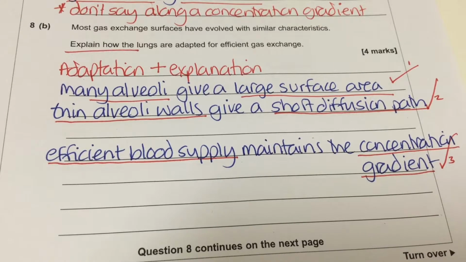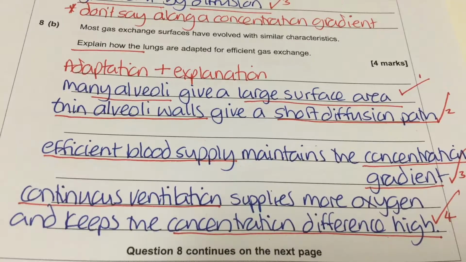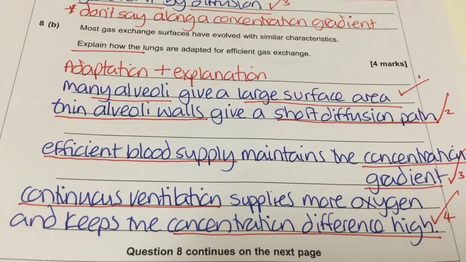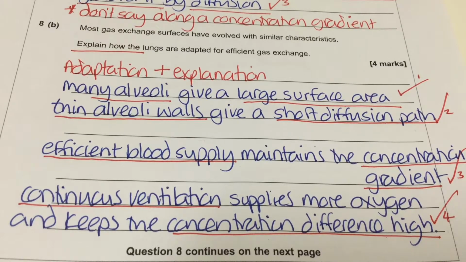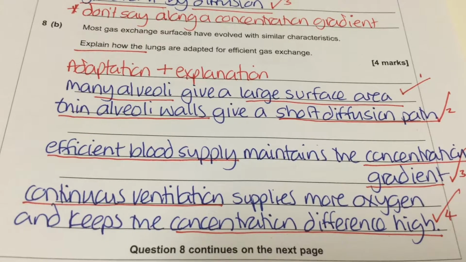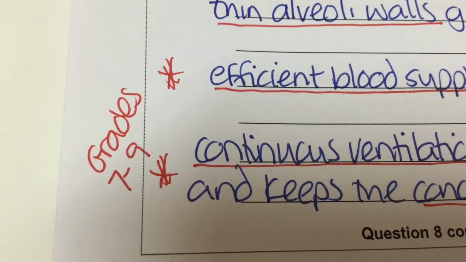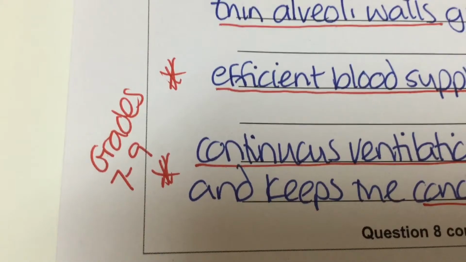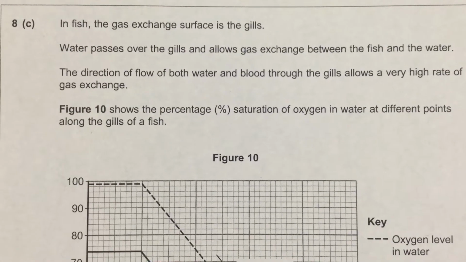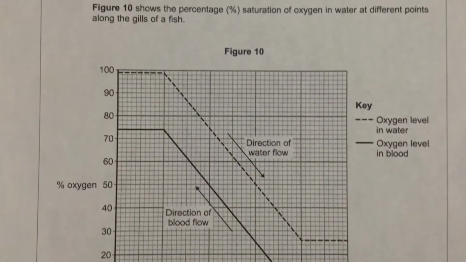The next one, we're going to talk about an efficient blood supply. And that's the adaptation. How that helps is that it maintains the concentration gradient because, of course, as oxygen moves into the blood, it's then moved away with deoxygenated blood taking its place, and therefore the concentration gradient is maintained. The mark that many students didn't get was the idea of continuous ventilation, i.e. that each time we take a breath, we're moving more oxygen in and again keeping the concentration gradient maintained.